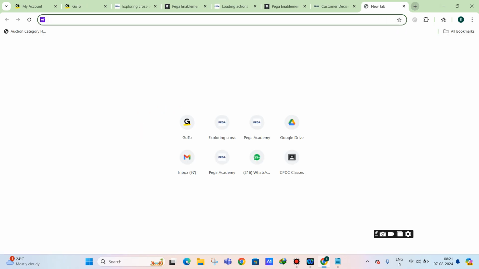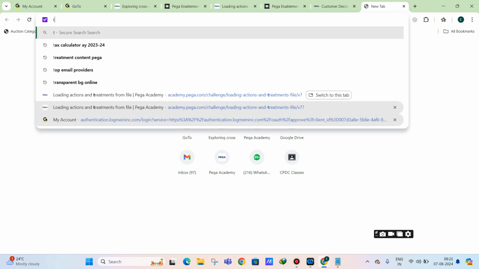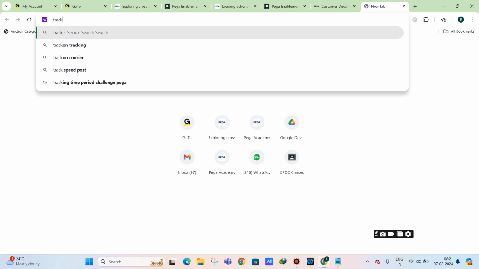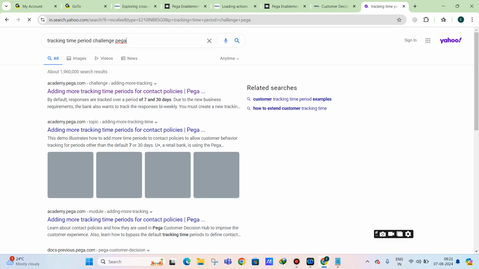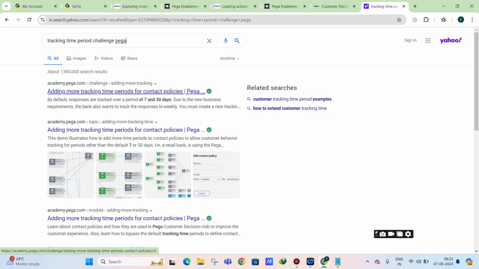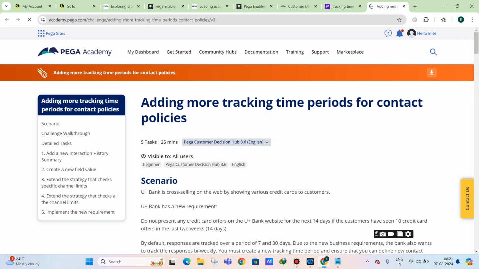I don't have an option to keep 1 day. So for that, PEGA has given a separate challenge that is called tracking time period. Just search with this one. I will paste it in the chat also. This is something that you need to practice, and it will help you a lot to understand the strategy also.